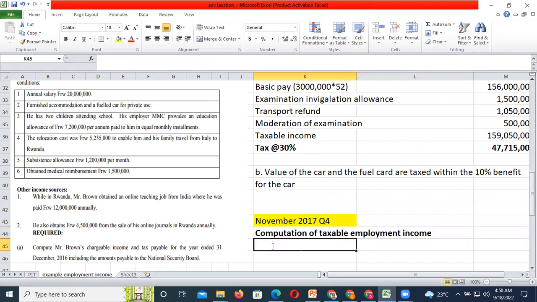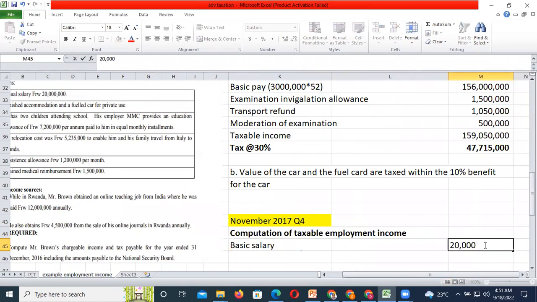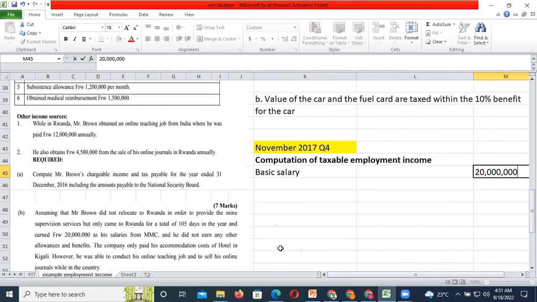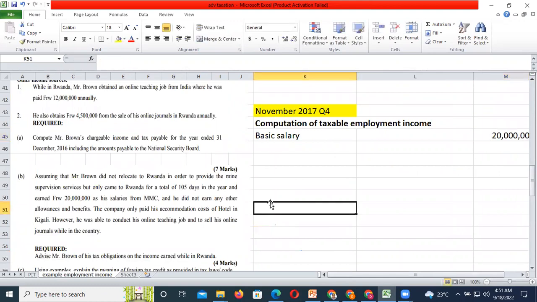So we start with our basic salary, and they have told us the basic salary is 20M. It is annual. Please always look at that information because it is very, very important in answering the question. We have a furnished accommodation and fuel, that's a benefit in kind. I can leave a space, then I put here, add benefits in kind.